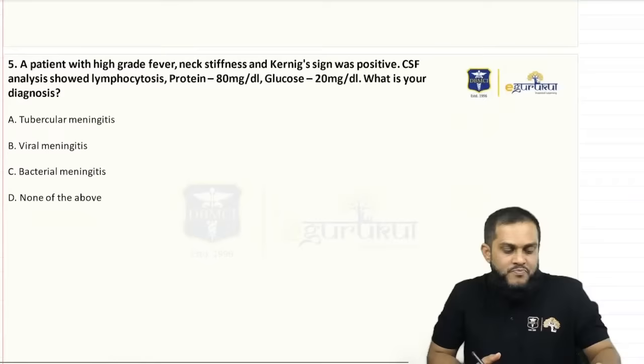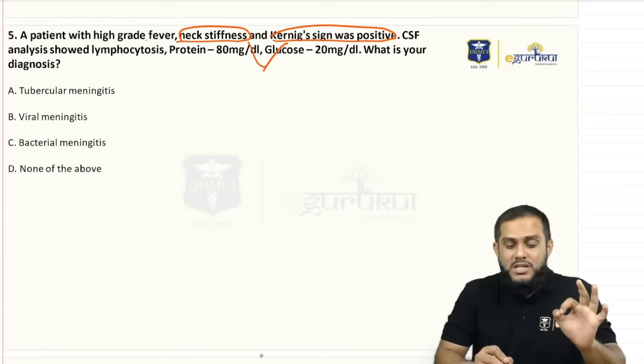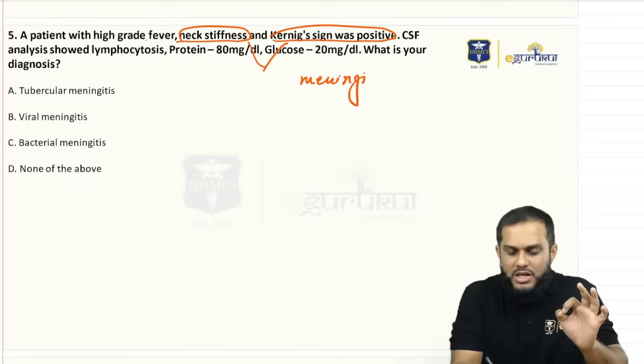A patient with high grade fever, neck stiffness and Kernig sign was positive. Neck stiffness and Kernig sign I want to highlight. So these are the two key symptoms clinically by which you can diagnose the patient is suffering from meningitis.